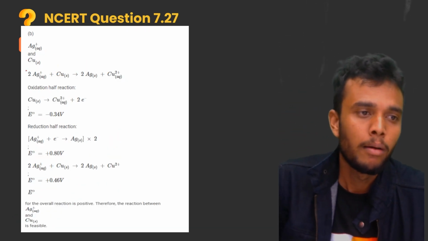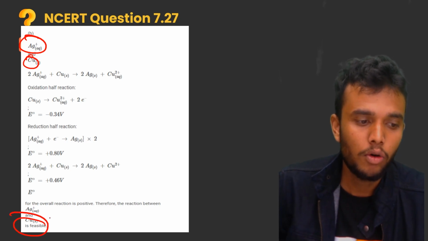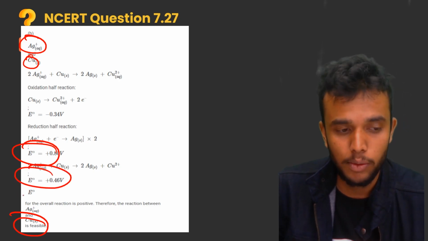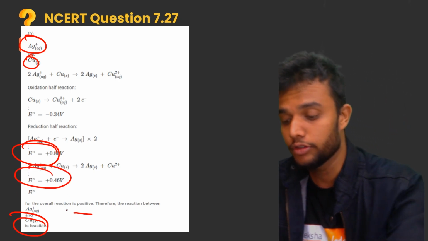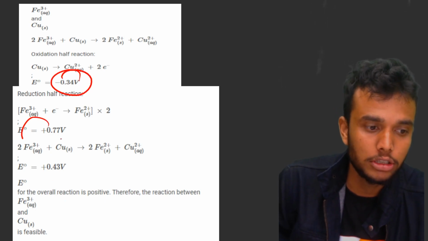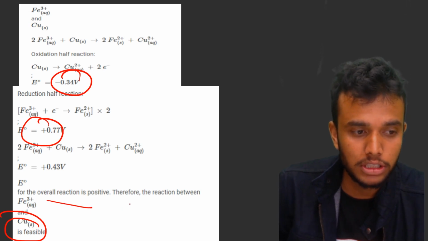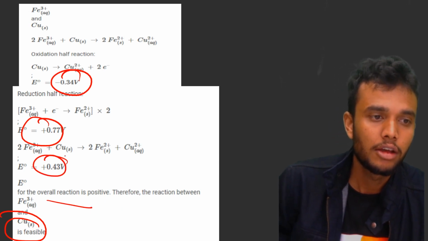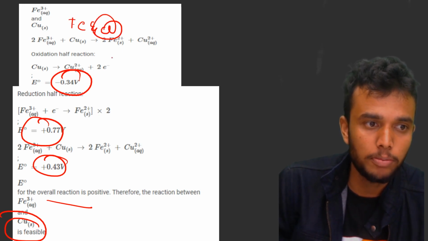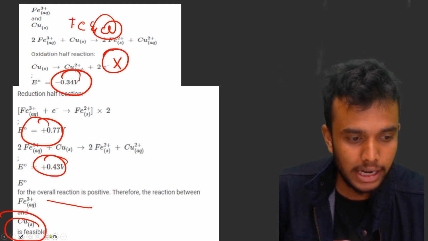Next one, between silver and copper, it is feasible. Why? Because if you find the electrode potential value, the overall value is positive. That's why it is feasible. Next, the third one, here we obtained negative and positive. That's why it is not feasible. For an overall positive reaction it is feasible, but look here, for this it's not possible. The reaction between iron and copper is not feasible.